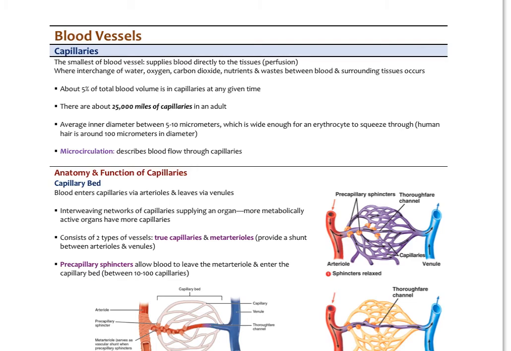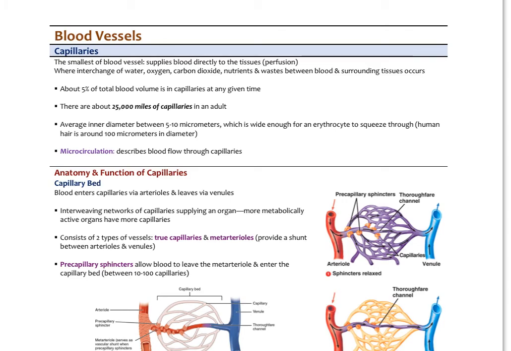So the capillaries are the smallest blood vessels. They supply blood directly to the tissues and maintain tissue perfusion. And this is really where the exchange of water, oxygen, carbon dioxide, nutrients, and waste between the blood and surrounding tissues occurs. About 5% of the total blood volume is in capillaries at any given time. And there are about 25,000 miles of capillaries in an adult. So 60,000 miles total of blood vessels. A good chunk of that is the capillaries.